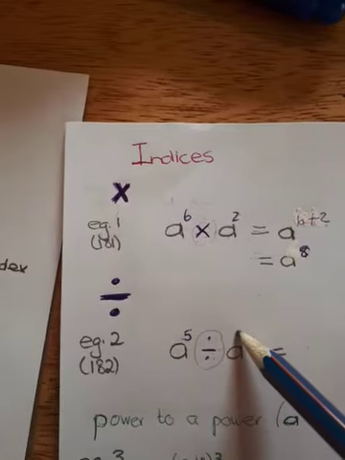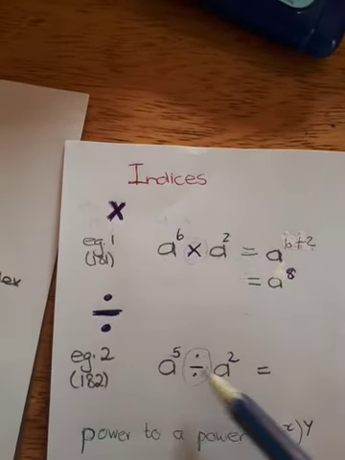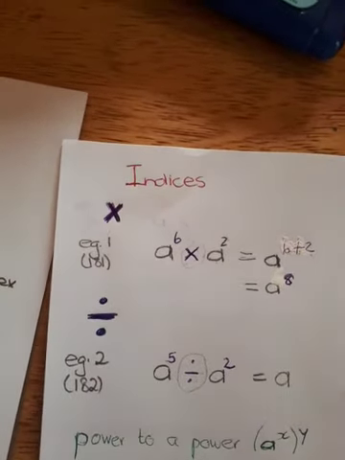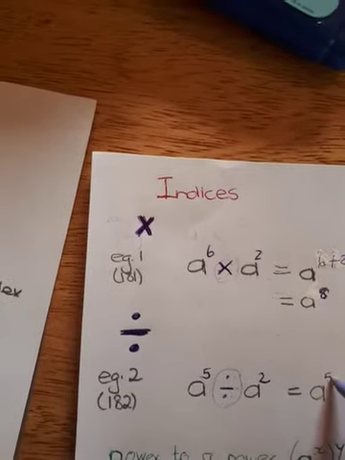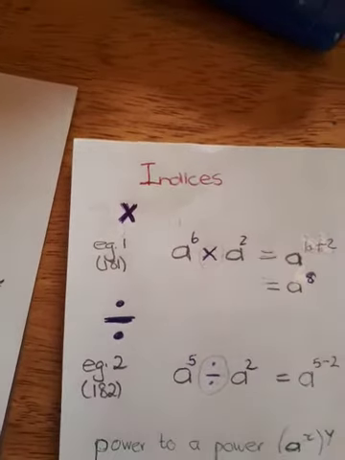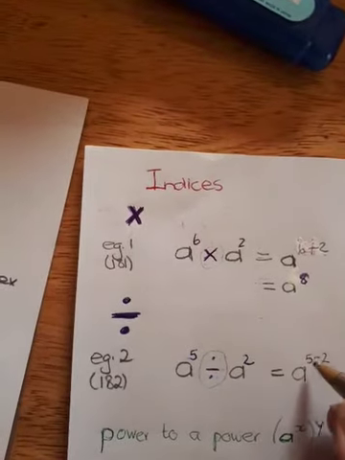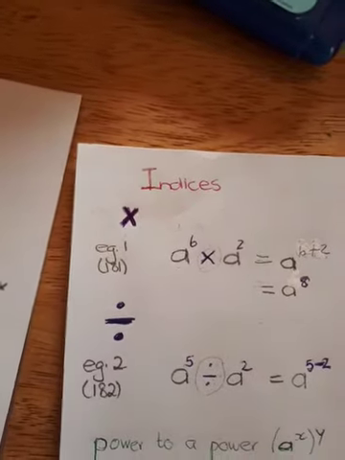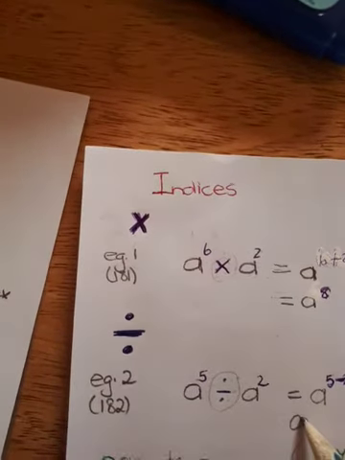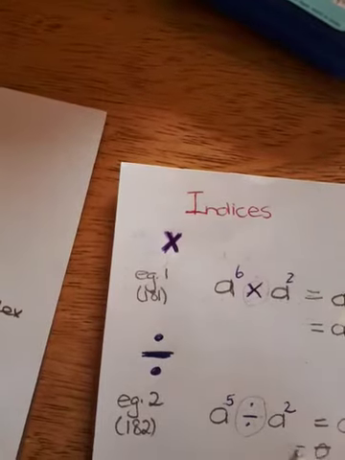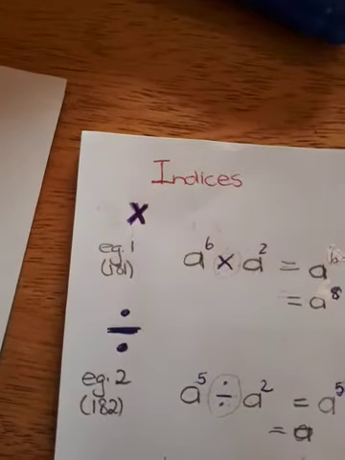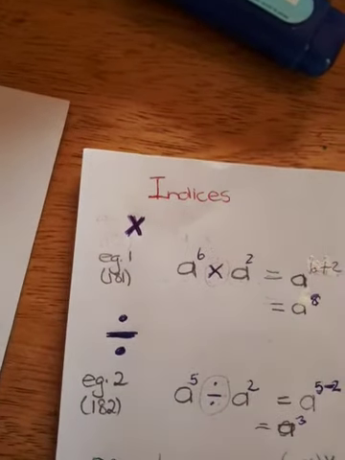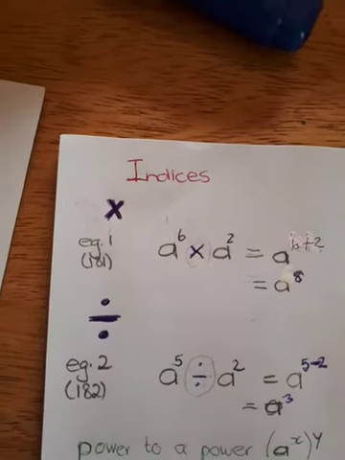So when we then look at an example of this, when we divide, we've got powers because they are indices with the same base. They've got the same base. We then subtract the index. We subtract the index, okay? There's the subtraction, which then gives me an answer. 5 minus 2 is 3, so my answer is A to the power of 3.